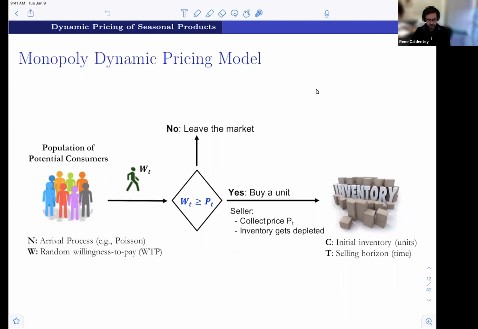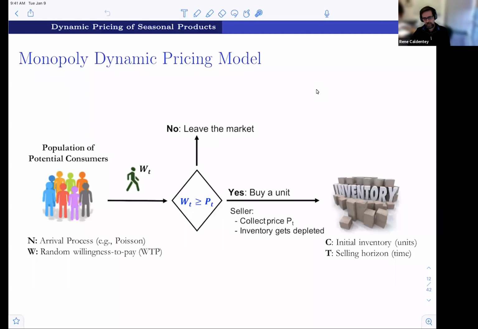All right. And so some customer comes. Let's call this customer T, because that customer is showing up at time T. So this customer at time T shows up with a willingness to pay WT, and then goes through this mental process, right? Sees your price, PT, and asks the question: is my willingness to pay greater than this price? If the answer is yes, then that customer will buy because he's willing to pay more than what you're charging for the product. In that case, the seller collects that price, of course, but has to give up 1 unit, right? So the inventory gets depleted by 1 unit.